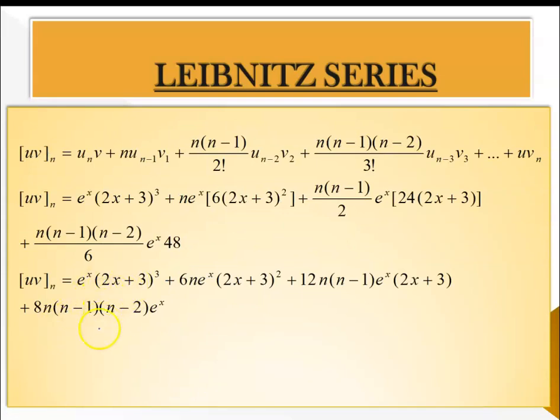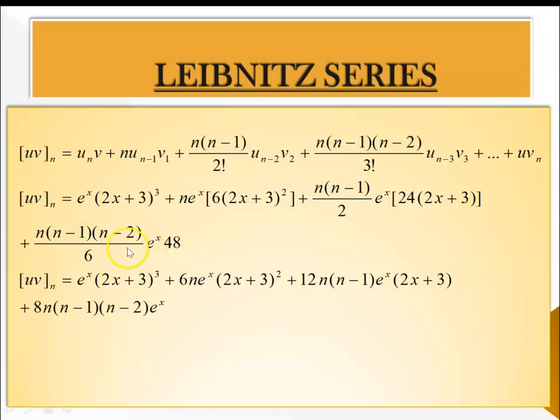Now we will apply the Leibniz series over our function, which is (u·v)n. For u_n we have e to the x, so we apply this here. Our v was the original function, and then n into u_(n-1) into v1. Here n is this, u_(n-1) is e to the x, and v1 is 6 into (2x+3) whole square. Then for n(n-1)/2 factorial, the same is written here. The factorial of 2 is 2. u_(n-2) was e to the x and v2 was 24 into (2x+3). Then for n(n-1)(n-2)/3 factorial, we wrote it here, and for u_(n-3) it was e to the x and v3 was 48.